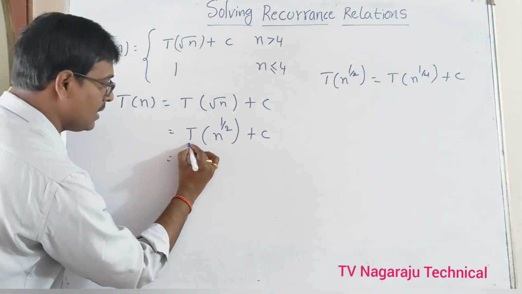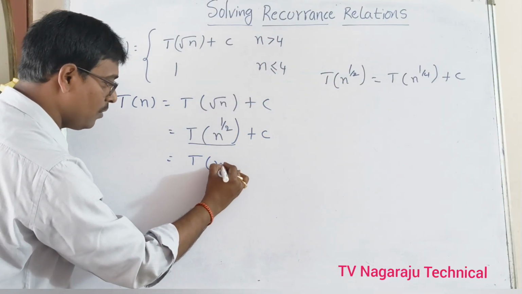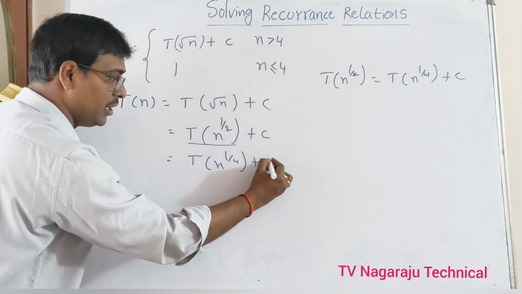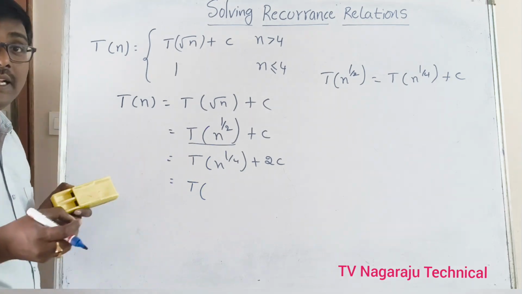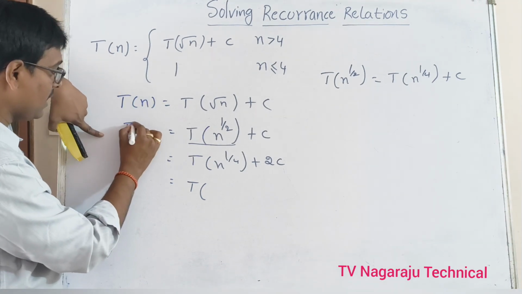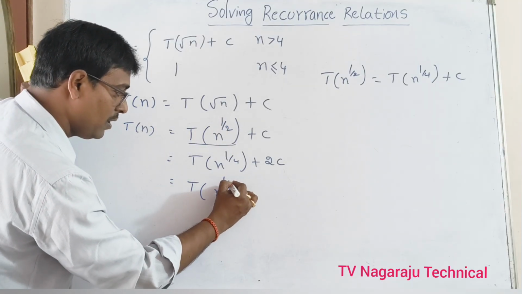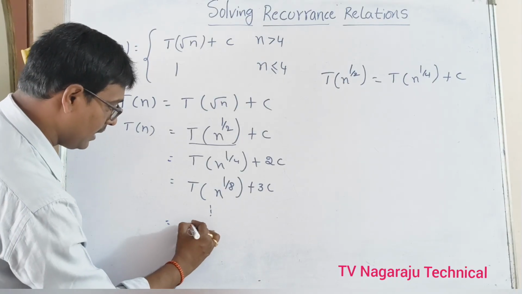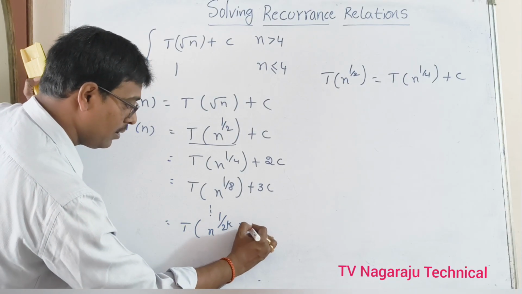Now simply this is a substitution with that one. T of n power 1 by 4 plus c, total 2c. In the next iteration, this equation is replaced with n power 1 by 4. Then that is T of n power 1 by 8 plus 3c, and so on. T of n power 1 by 2 power k, plus kc.